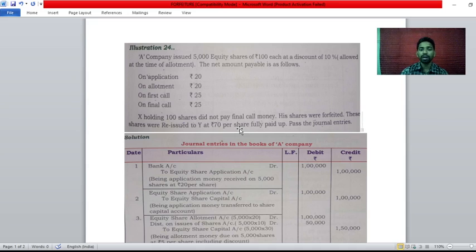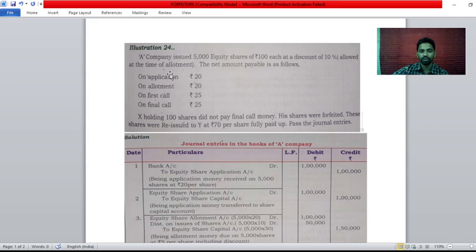Pass the journal entries. Now you know the format. With the help of that format you have to pass the journal entries related to the application, related to the discount, or related to the premium, or related to the par.